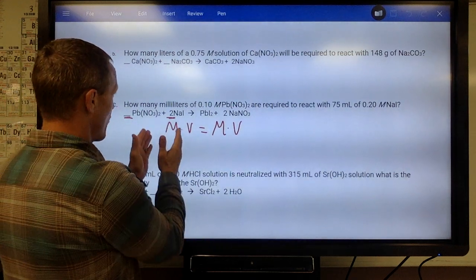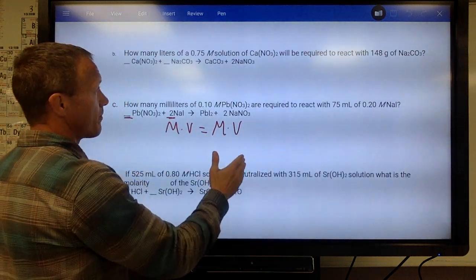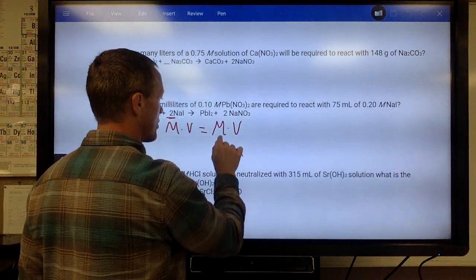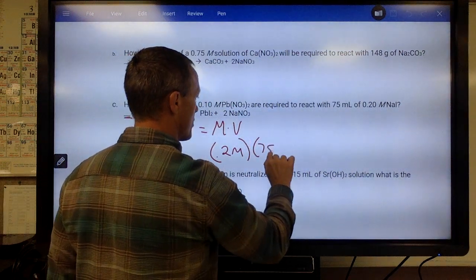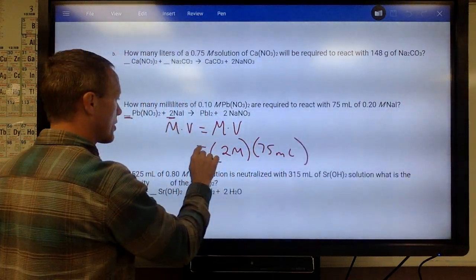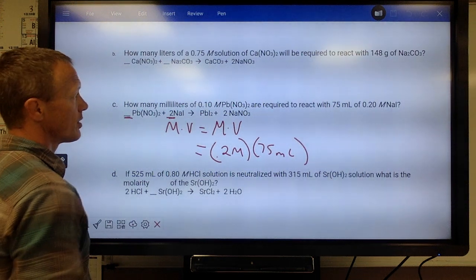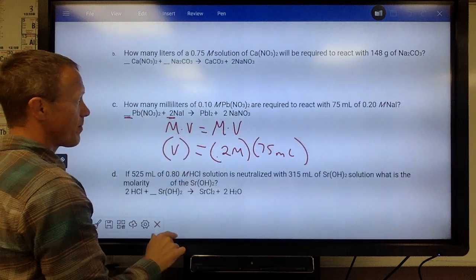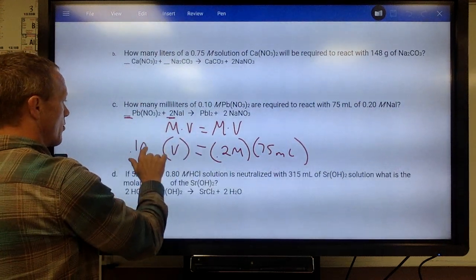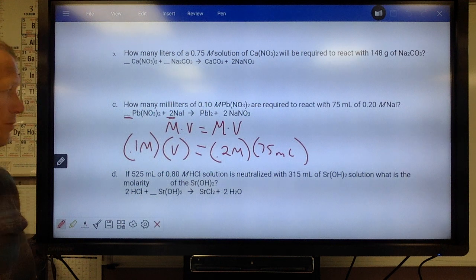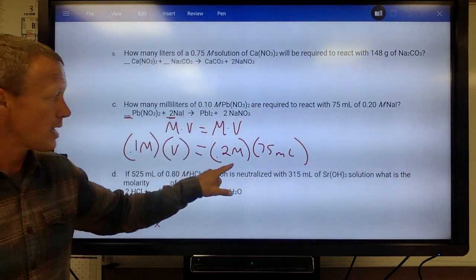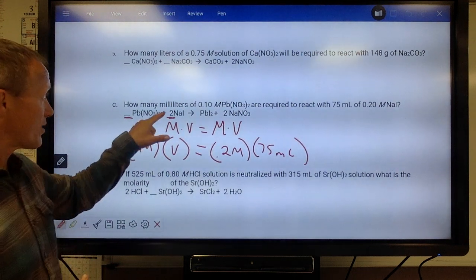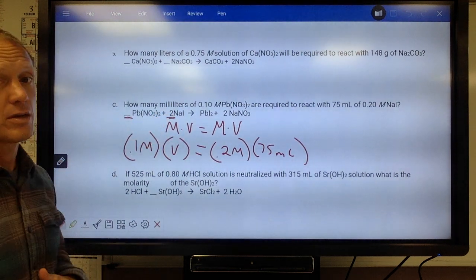So if we're doing NaI over on this side, okay, so we have 75 milliliters of 0.2 molar. So 0.2 molar, 75 milliliters, equals, wants to know how many milliliters of this. So what volume of 0.1 molar. So this is MV for the lead nitrate, MV for the NaI. Here's the only issue. We have to take into account the fact that this has to be double that.